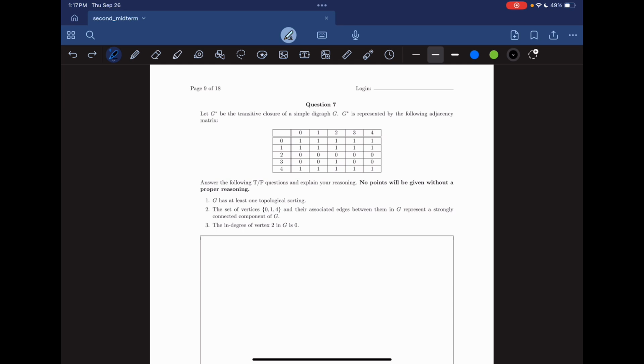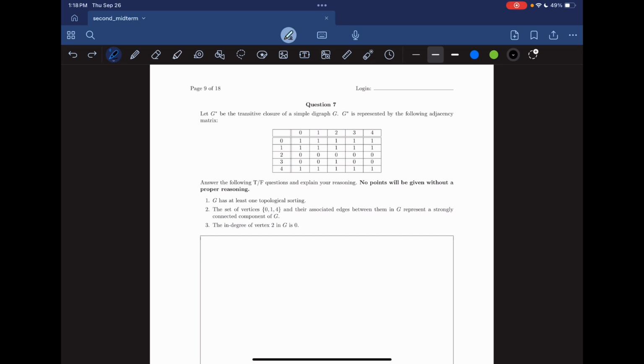Today we're looking at question 7. Question 7 is not too tricky of a question, but it is not tricky after you understand what the question is asking. And if you don't understand what the question is asking, you'll get a totally different answer. And so the question itself starts out saying, let G star be the transitive closure of a simple digraph G. G star is represented by the following adjacency matrix.